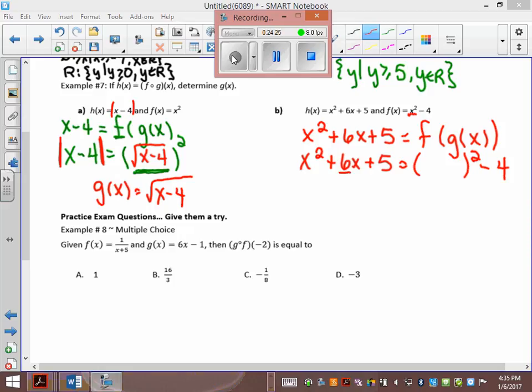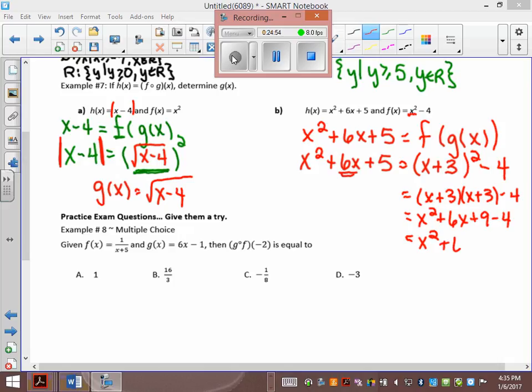I know I need a 6x. The easiest way to get that would be an x plus 3 squared, and let's see if it works. Because if I FOIL this out, I'm going to get x squared plus 3x plus 3x, which is 6x, and then plus 9. So let's see if it works out. So x plus 3 squared minus 4. I'm going to get x squared plus 6x plus 9 minus 4. And I get x squared plus 6x plus 5, which is correct. So what's my g of x? My g of x is x plus 3.